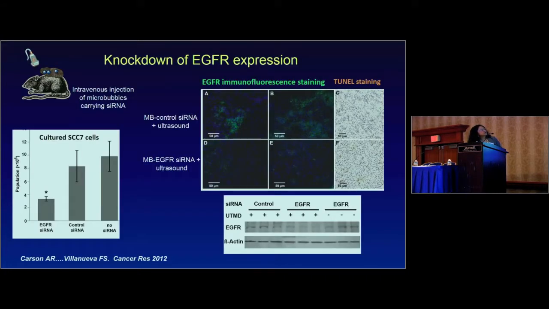We show that in cultured SCC7 cells there is a decrease in proliferation in vitro after we deliver the siRNA via the microbubble ultrasound technology. And these are histologic immunofluorescently labeled specimens for EGFR. And you can see here EGFR expression in the tumor. This is staining for nuclei, and the green is immunofluorescence. And here you can see a down regulation of EGFR expression associated with an increase in apoptosis compared to the control.